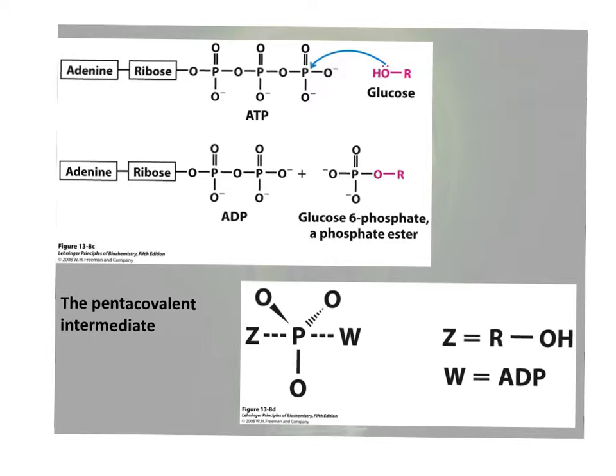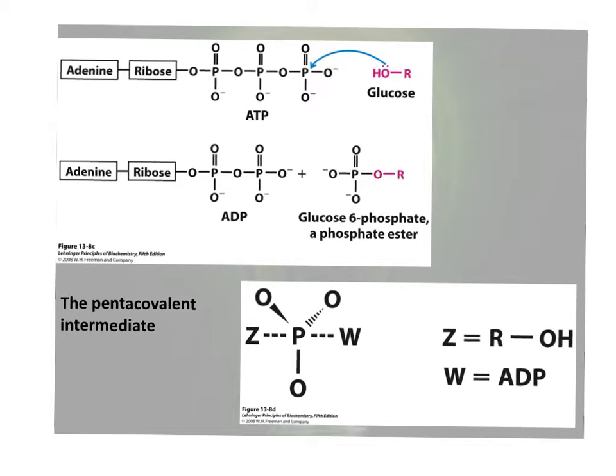Ultimately, you're going to have an alcohol being a nucleophile. You've got ADP, which will be the leaving group in this instance. So that's what they're trying to show down below. Are there any questions so far?